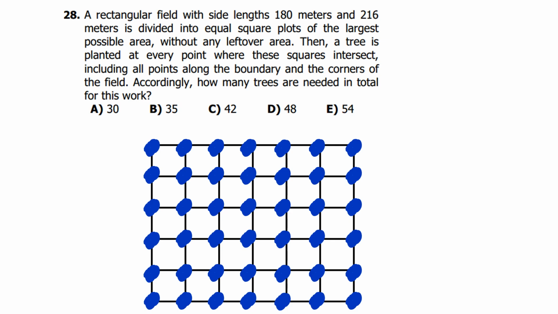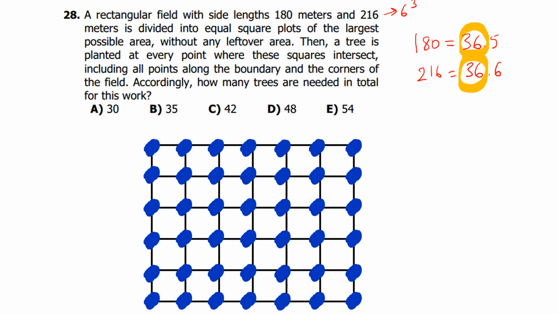I have drawn the diagram, but I want to show you what I did. 180 is equal to 36 times 5. And 216 is equal to 36 times 6. You need to know that 216 is 6 cubed. After that, you can realize the highest common factor is 36 for 180 and 216.